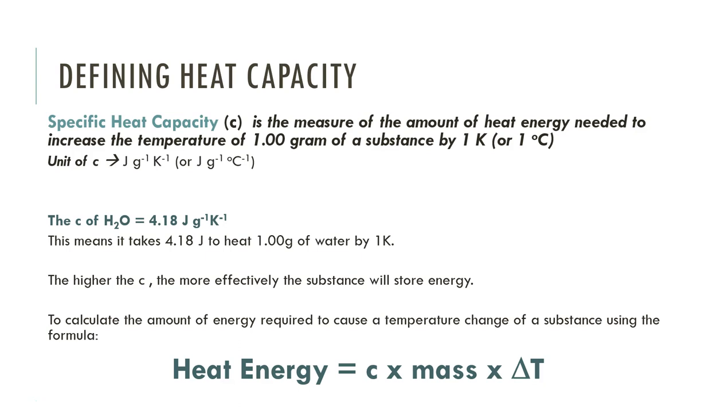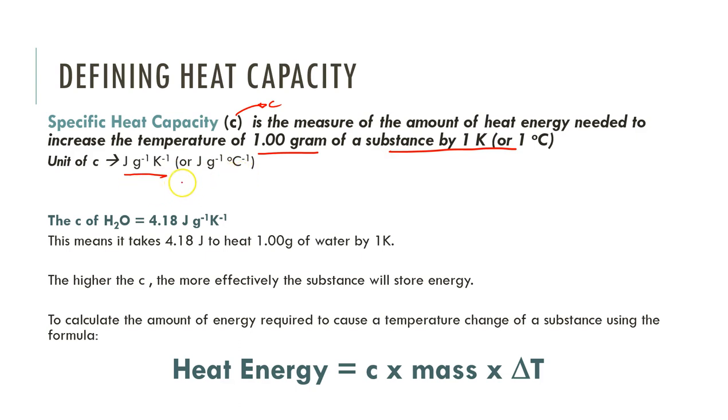So when we define this, this is another one where we need to know the units and the exact definitions. Specific heat capacity is given the symbol little c, and is the measure of the amount of heat energy needed to increase the temperature of 1 gram of substance by 1 Kelvin, or 1 degree C. Its units are going to be joules per gram per Kelvin, or joules per gram per degree C.